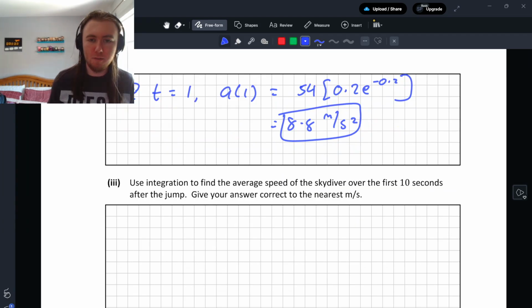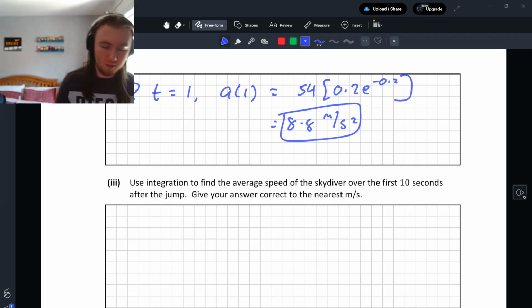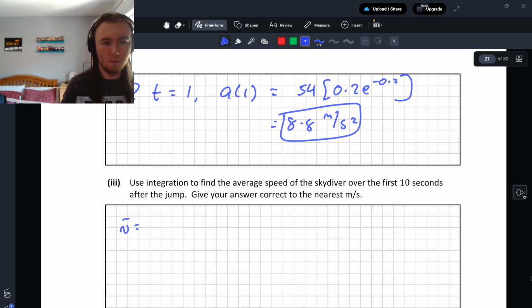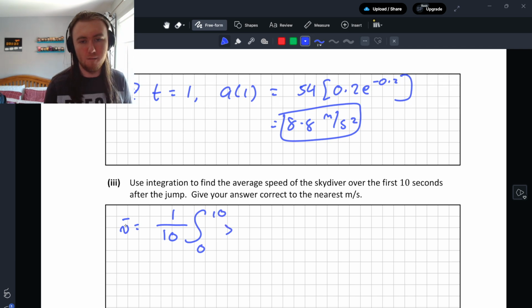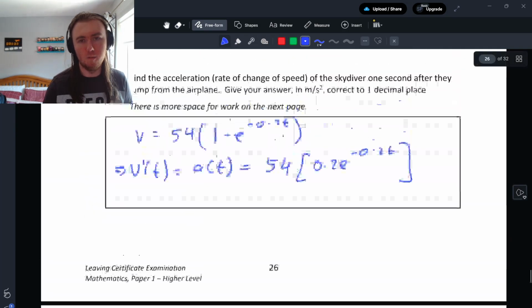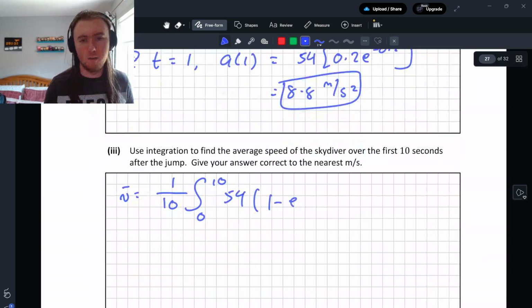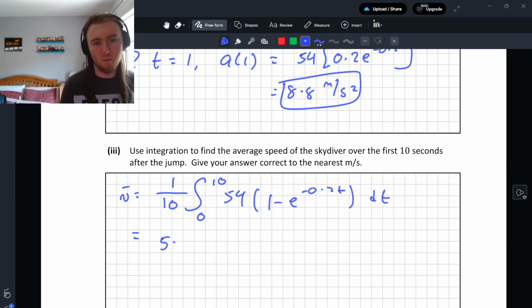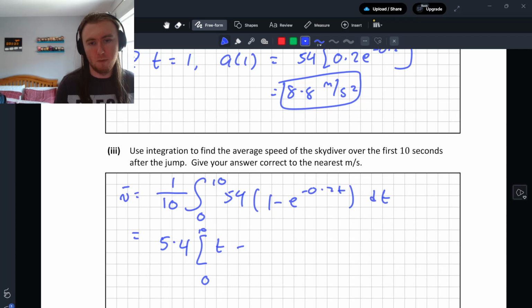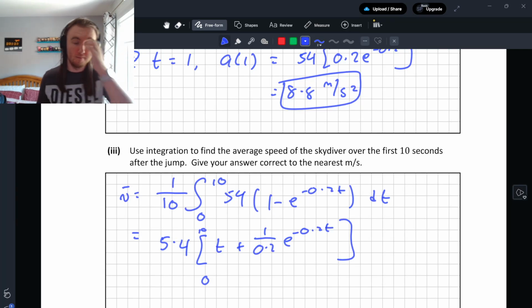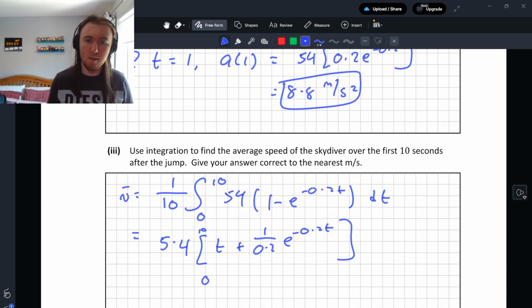Use integration. Find the average speed of the skydiver over the first 10 seconds. Okay, so v bar is just 1 over the interval times the integral over the interval of 54 times 1 minus e to the minus 0.2t dt. So that's equal to 5.4 times the integral between 0 and 10 of t plus 1 over 0.2 e to the minus 0.2t. Does that look right?